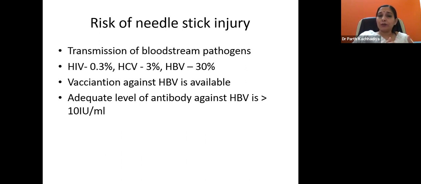And once we know that the patient is having HBV and we have a needle stick injury, then immediately that person has to be vaccinated. And before vaccination, we have to see the adequate level of antibody against HBV, and that is 10 international units per ml. Whenever there is a needle stick injury, please don't panic.